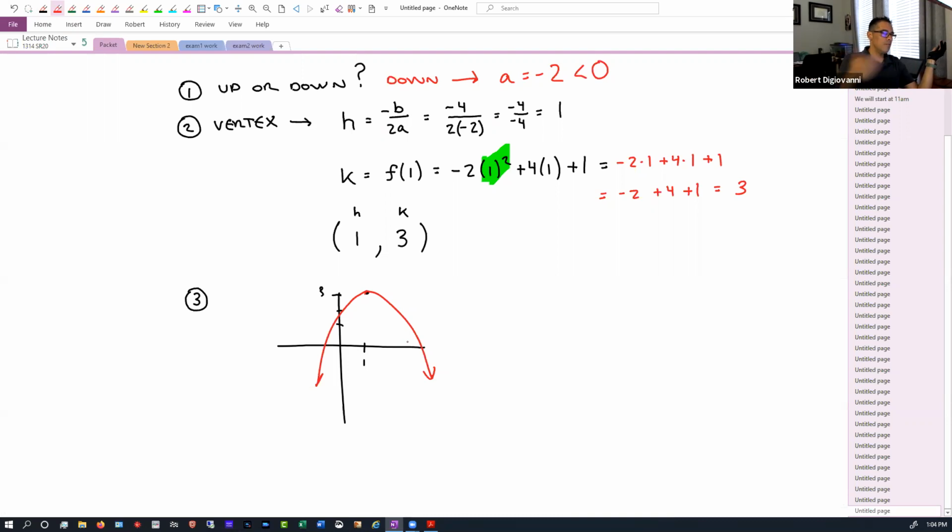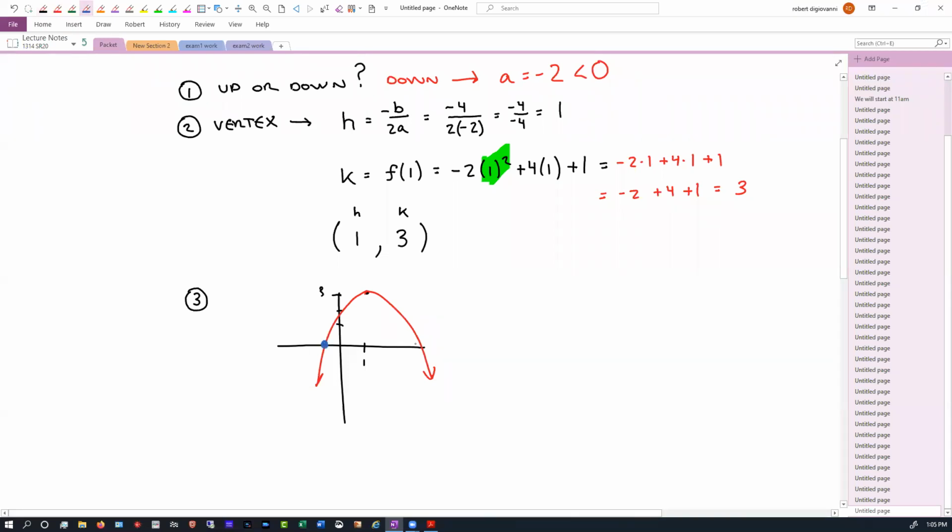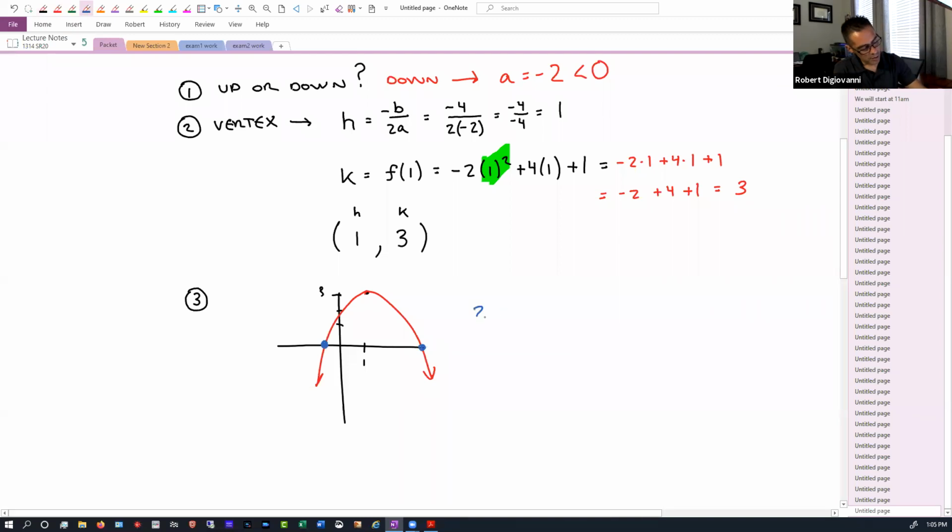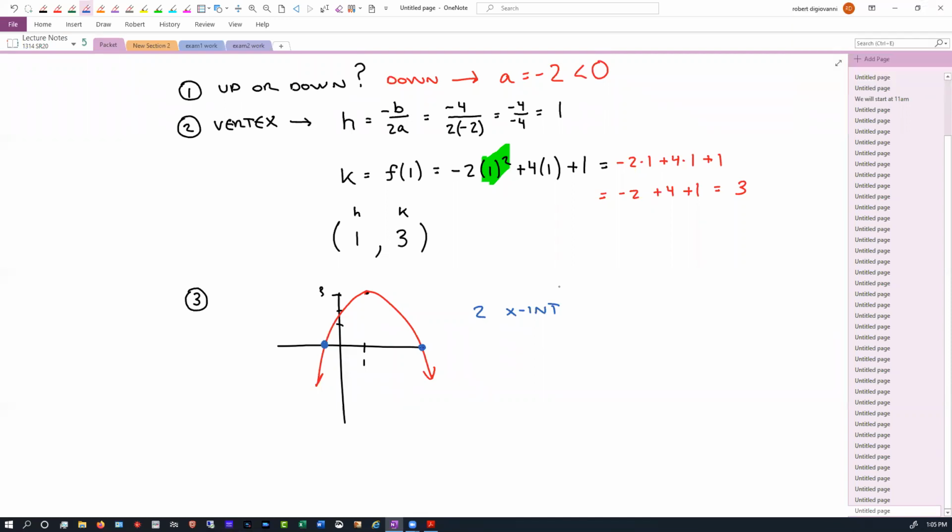So can you tell me from that picture how many x-intercepts I have? 2. I have to have 2. Just from that quick little picture, I have 2 x-intercepts. What if this parabola would have opened up and we had that vertex? How many x-intercepts would we have? None, right? So do you see how the quick sketch can really quickly tell you how many x-intercepts you have?